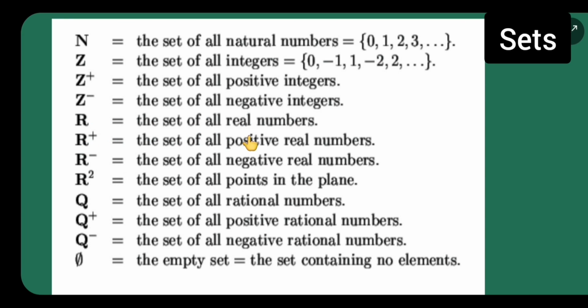R is the set of real numbers. R plus is the set of all positive real numbers. R minus is the set of all negative real numbers. And R square is the set of all points in the plane. Q is known as the rational numbers, the set of all rational numbers. Q plus is the set of all positive rational numbers, and Q minus the set of all negative rational numbers. And this phi is known as the empty set, the set containing no elements. It does not contain any elements.